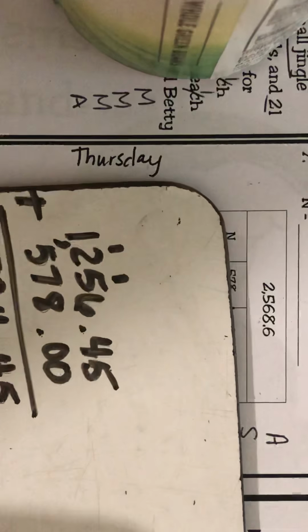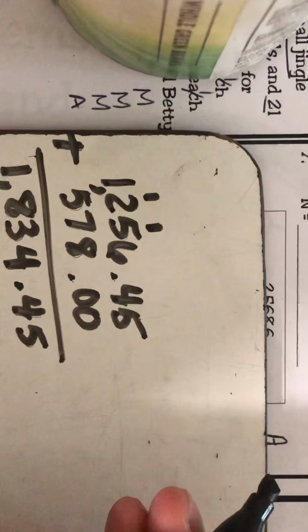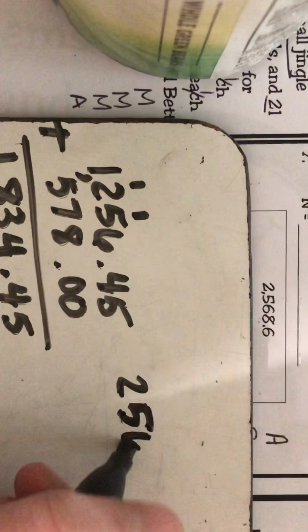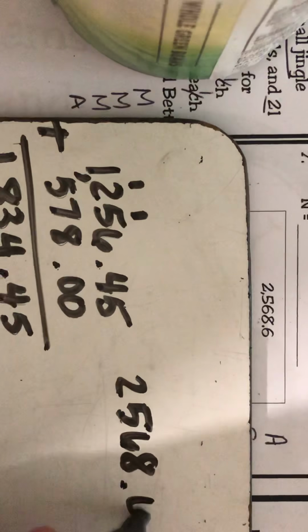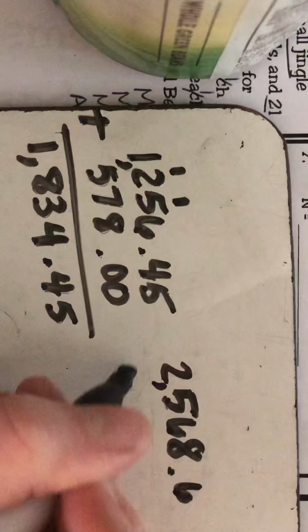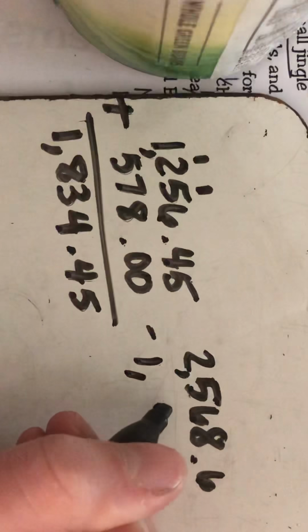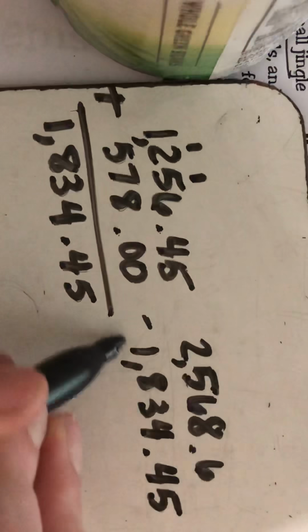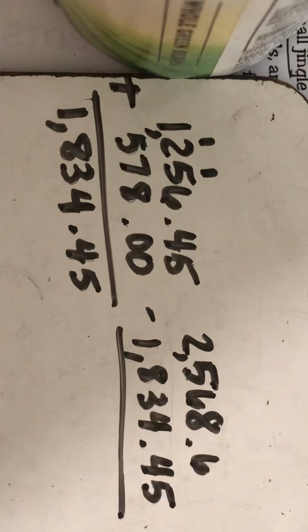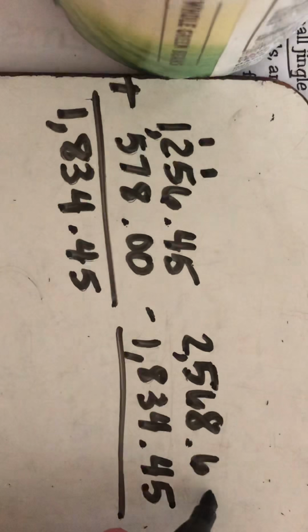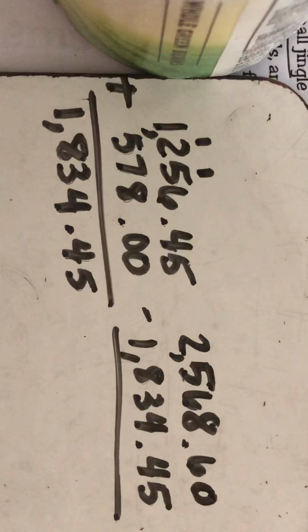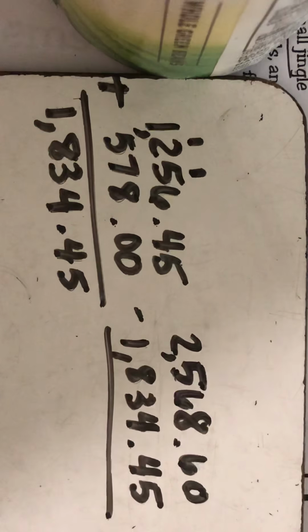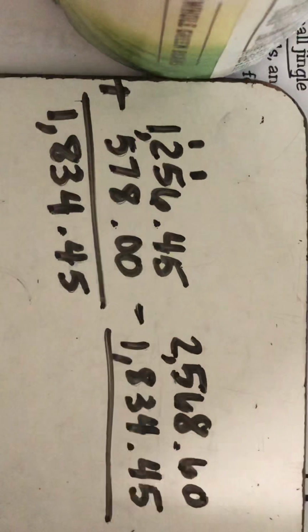But that's not our answer because we have to figure out what n is, and that's what's missing. So now we have to take our total number, which is 2,568 and 6/10, minus 1,843 and 45 hundredths. Now with our decimals lined up, we need to add our 0 to the end and make sure that they are all lined up correctly.